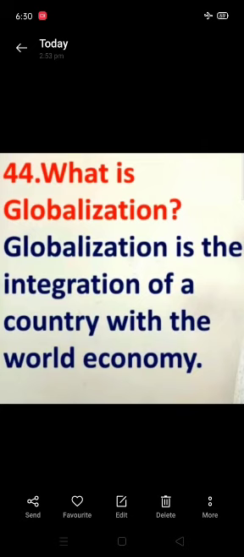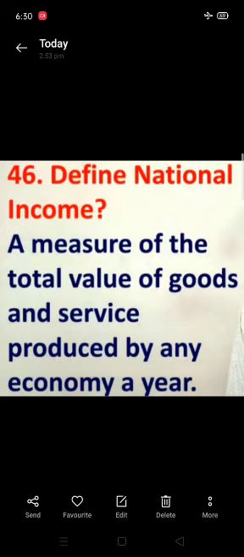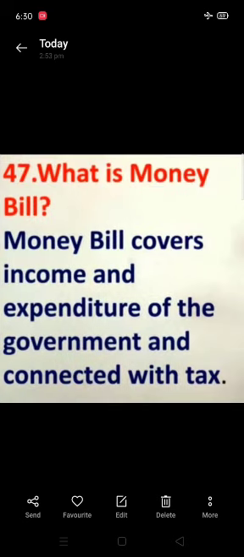What is globalization? Globalization is the integration of a country with the world economy. Write the types of globalization: archaic, proto, and modern globalization. Define national income. A measure of the total value of goods and services produced by an economy in a year.